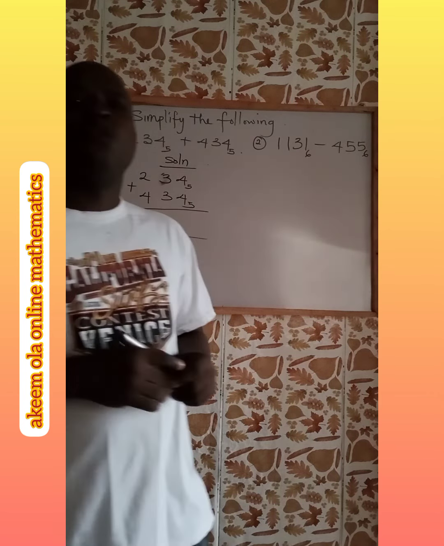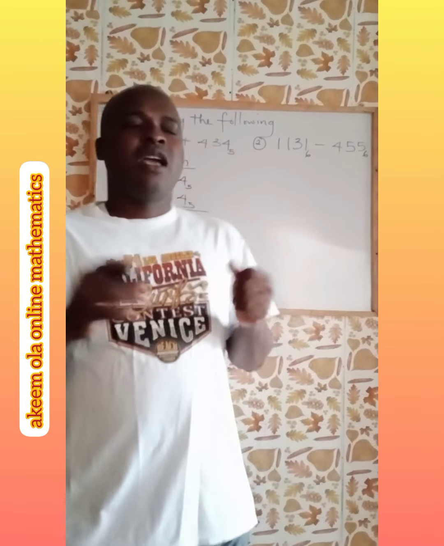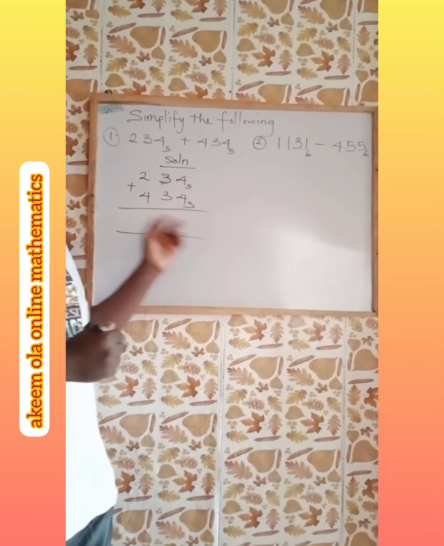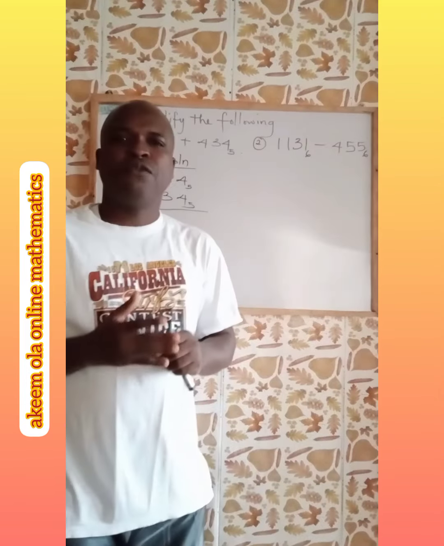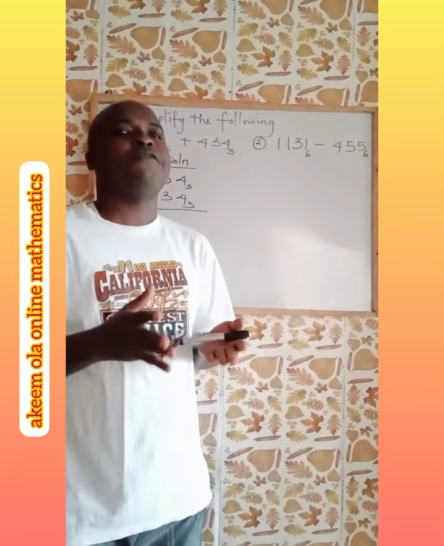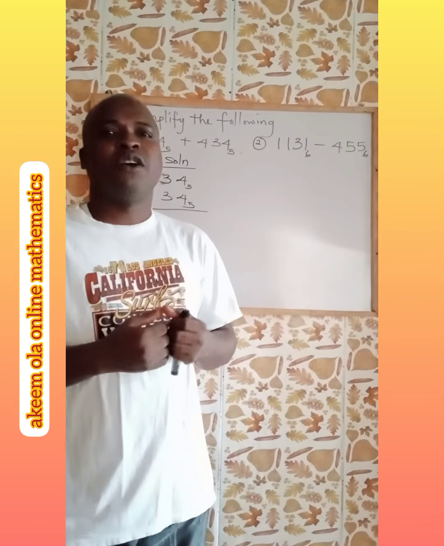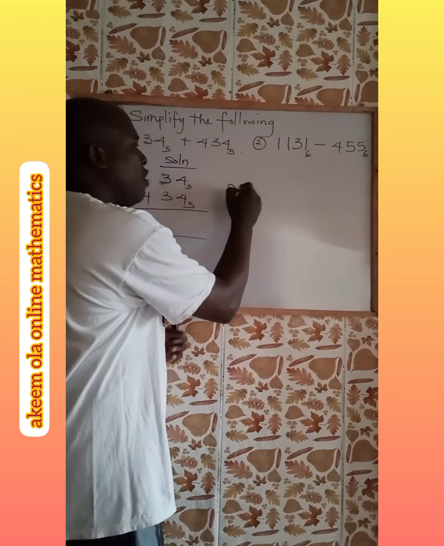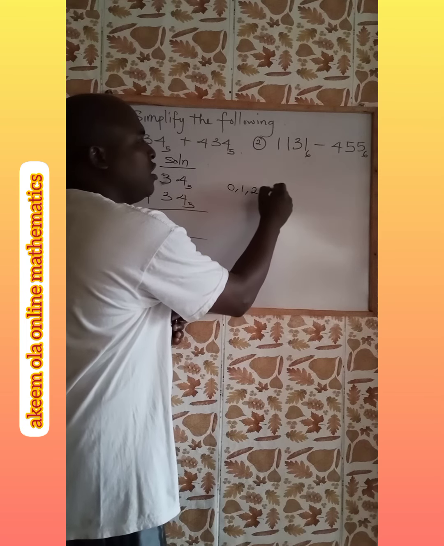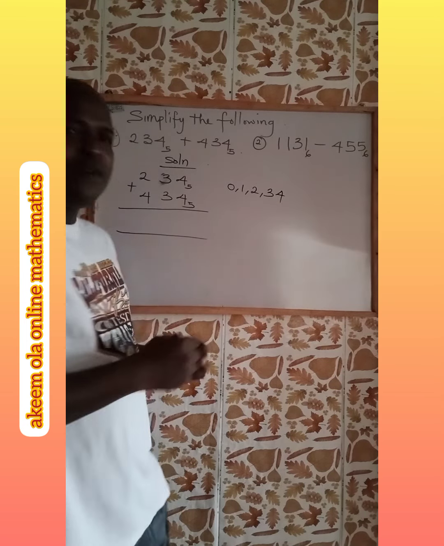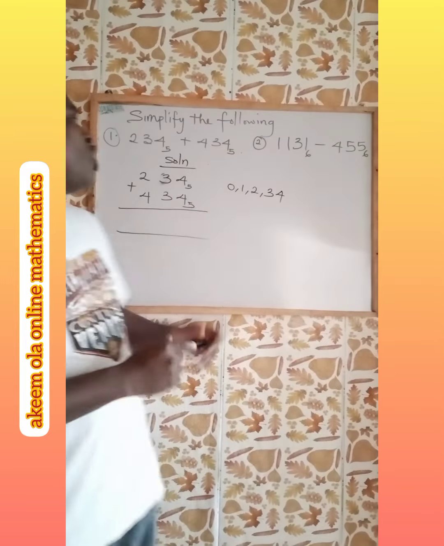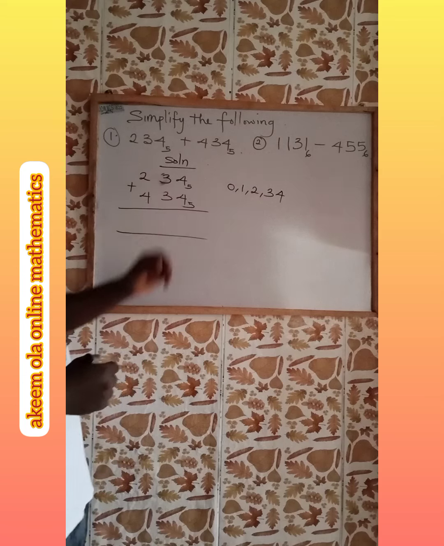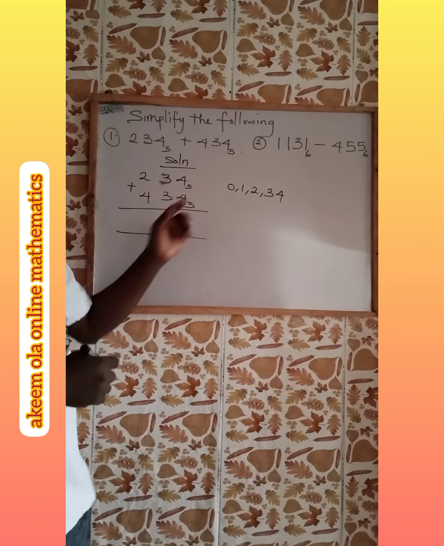When you are dealing with base 5, after the addition of the two of them, in the final answer we must have numbers that are less than 5. The numbers I'm talking about should be 0, 1, 2, 3, 4. 5 and above must not be there because we are dealing with base 5. Let's go solve it. We have the first one, 4 plus 4.